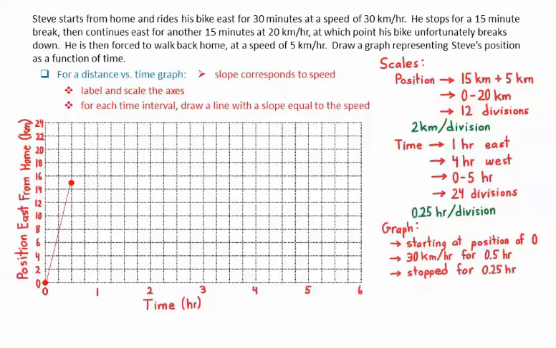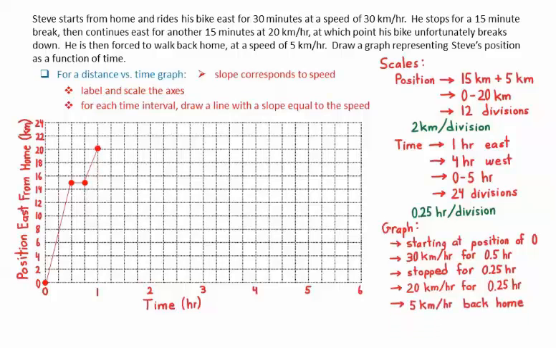He then stops for 15 minutes, which is 1/4 of an hour. This corresponds to a horizontal line. He then continues at 20 kilometers per hour, also for 1/4 of an hour. During this time, he would travel 5 kilometers.